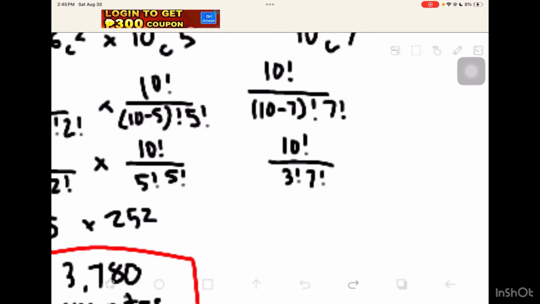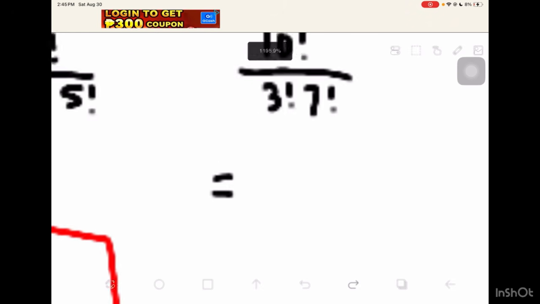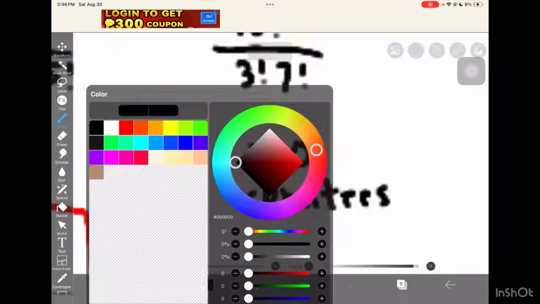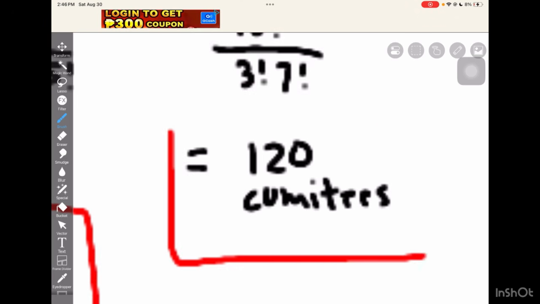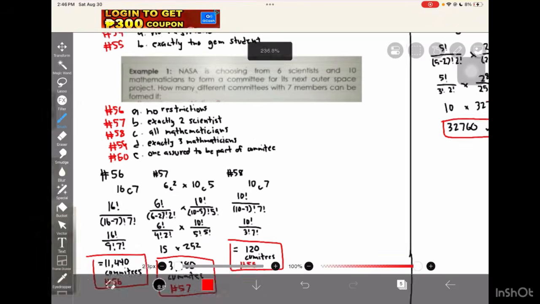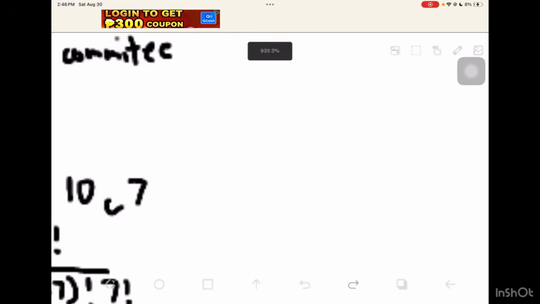So when we put that in the calculator, it's going to be 10 factorial divided by 3 factorial times 7 factorial, which is 120 committees, which is correct. The answer for number 58. Second to the last one, number 59. Okay, we're nearly there, guys.